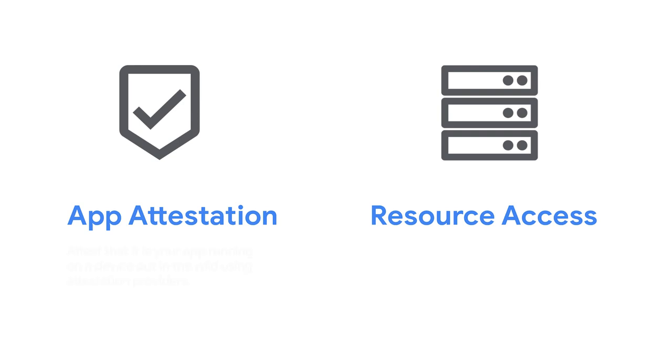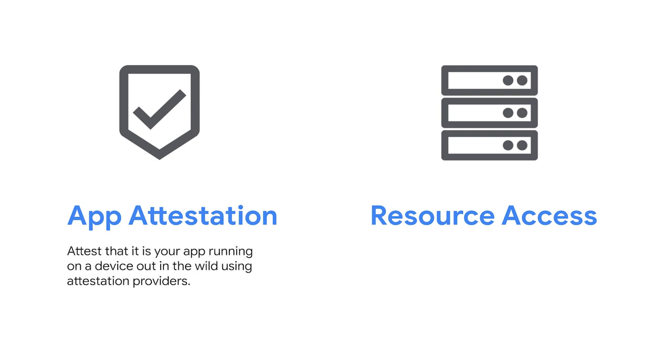App attestation is the process of verifying that it is your app running on a device out in the wild using attestation providers. The attestation providers attest that it really is your app out there. Resource access is controlled by ensuring that traffic includes credentials from App Check, proving that the request is coming from your app. So let's see how these flows work to protect your resources.